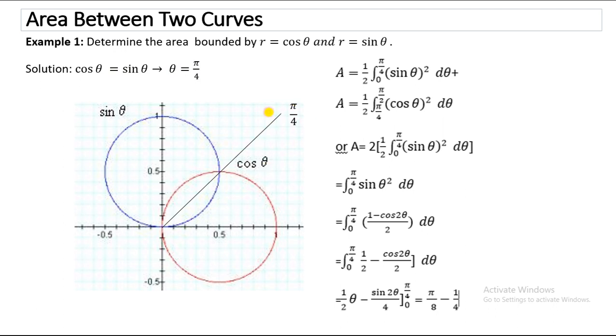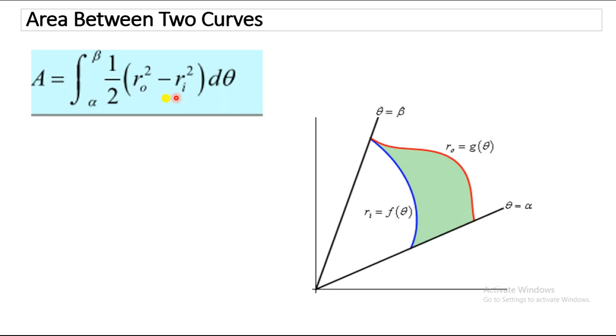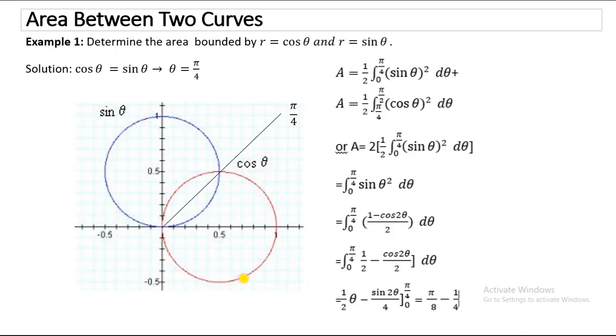I can't use this law, because this law must have two intersection angles, this and this. In this equation, the intersection has only one angle, pi over 4. So I can't use the previous law.